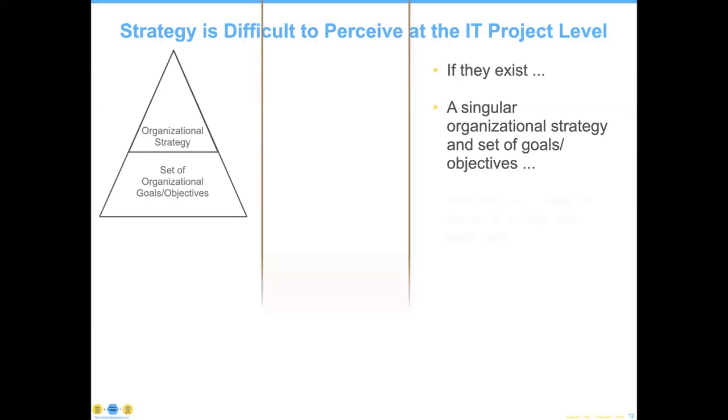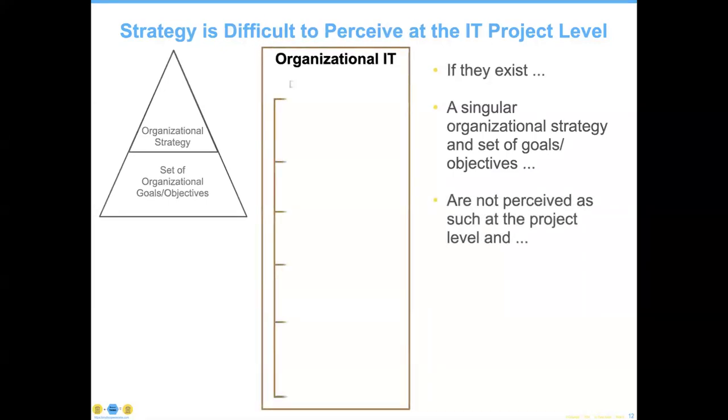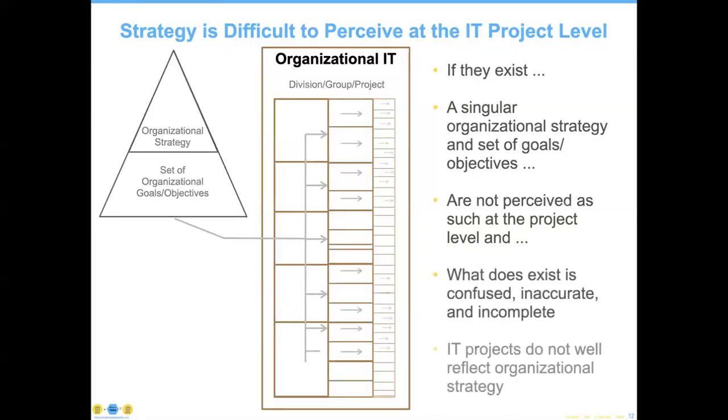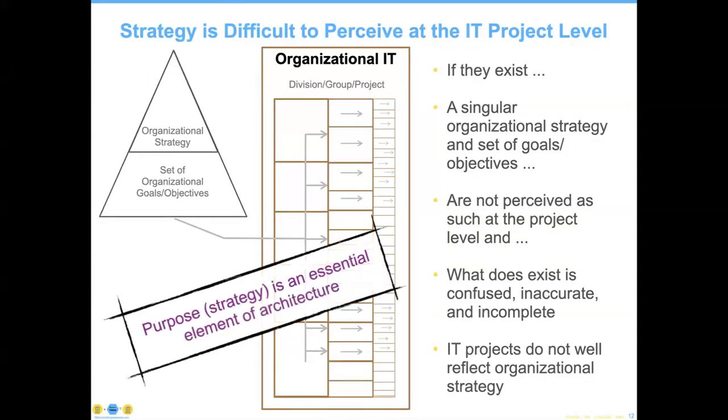So if we take an organizational strategy and say they want a set of organizational objectives, and then we look at what's happening within the typical IT, that message is not perceived as a significant unified message. In fact, it gets mangled and garbled all the way along the way. And strategy is an essential element that should infuse architecture. So this is one place we do not want this to be messed up, if you will.